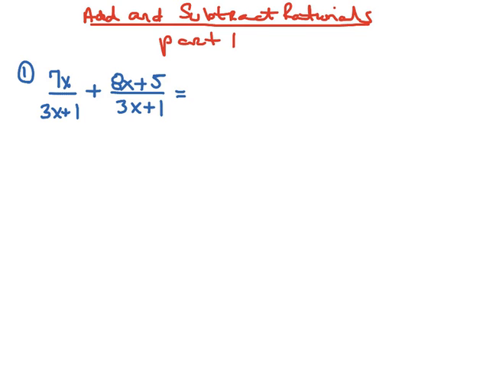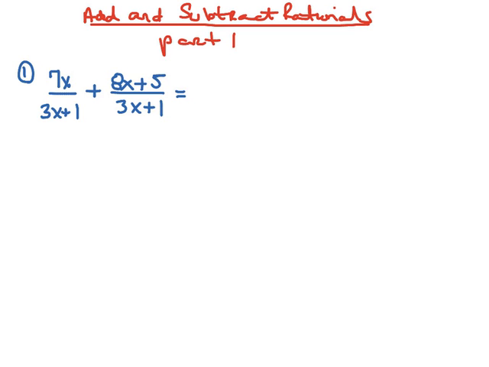Alright, we're going to look at some examples of adding and subtracting rational expressions. Just like with other fractions, before you can add or subtract, you've got to have like terms. And in this particular case, we do have like terms, or like denominators, 3x plus 1. Therefore, since we have common denominators, all we need to do is add up our numerators and keep that same denominator.